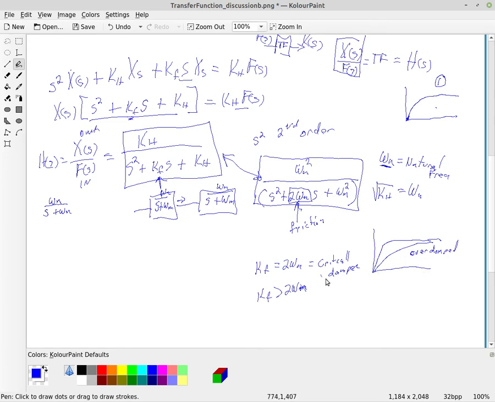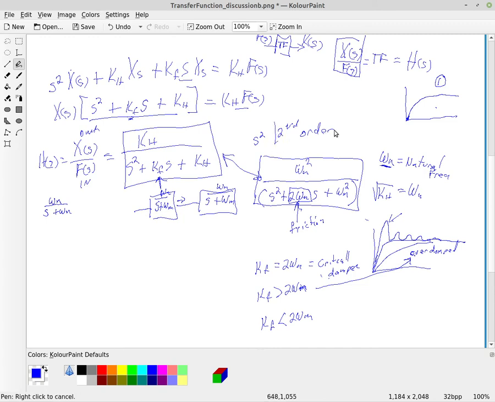So if it's critically damped or overdamped, no oscillations. But if Kf is less than 2 omega n, what that's going to mean is that it's going to come up, it's going to oscillate and bounce around, and then eventually it's going to end up at that value. Okay, so this is what we call an underdamped response. So we can tell that if we have a second order system.